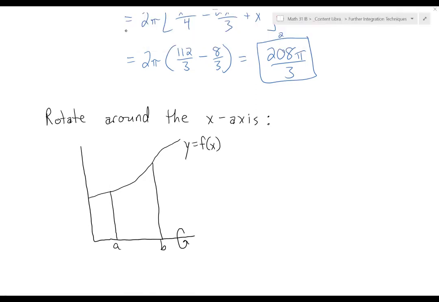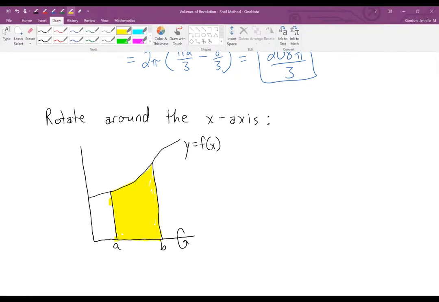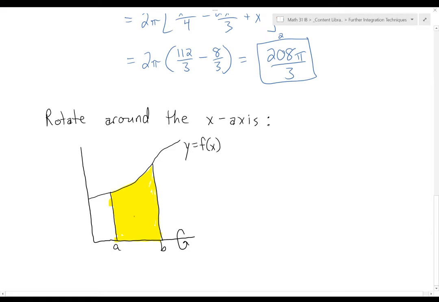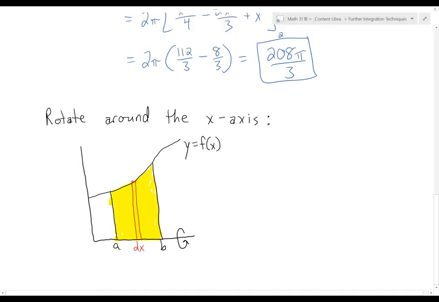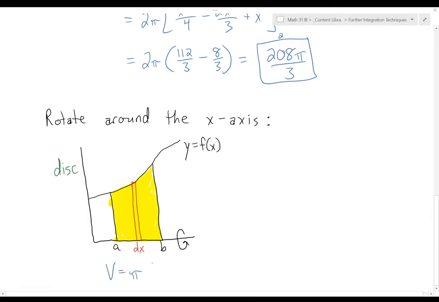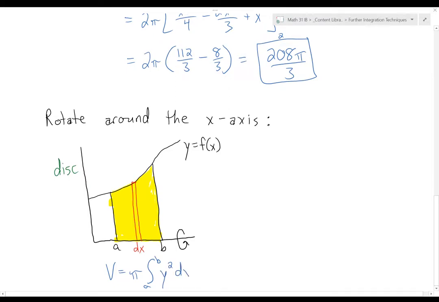So if my function is defined as a function of x, and the region that I'm wanting to rotate is on the x-axis, in this case, the slices that I would draw, the rectangles that I would draw, are perpendicular to the axis of rotation. So I would draw these rectangles, these slices, they would be dx. So this is a situation in which I would use the disk method. In other words, the volume here would be pi times the integral from a to b of y squared dx.